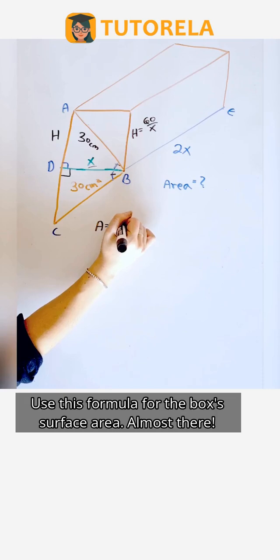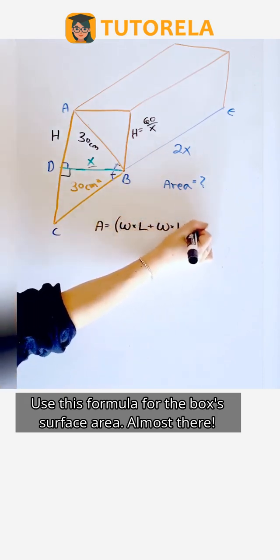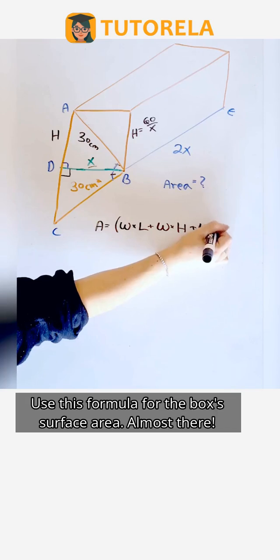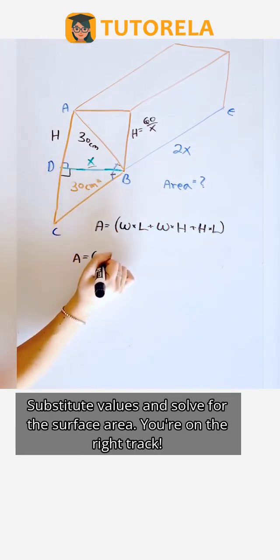Use this formula for the box's surface area. Almost there. Substitute values and solve for the surface area. You're on the right track.